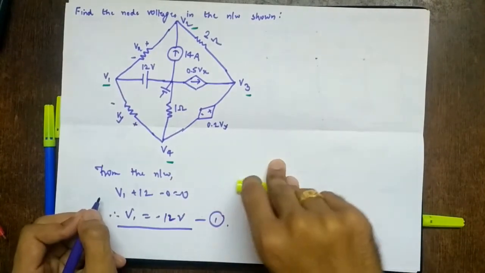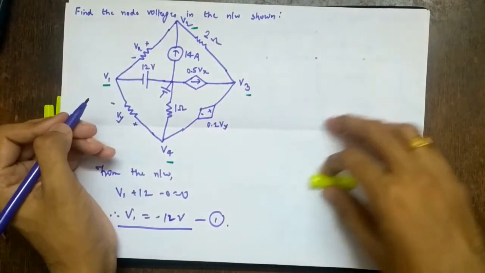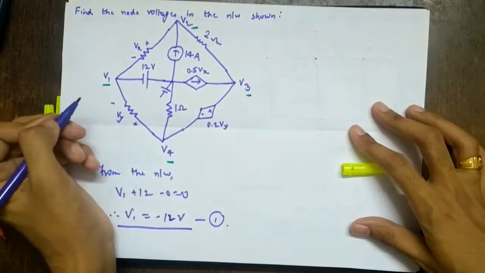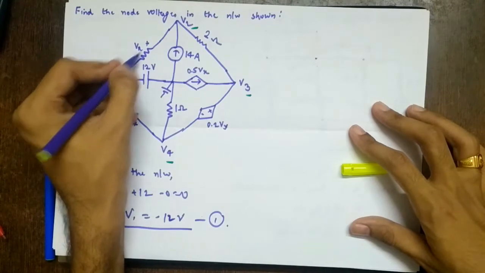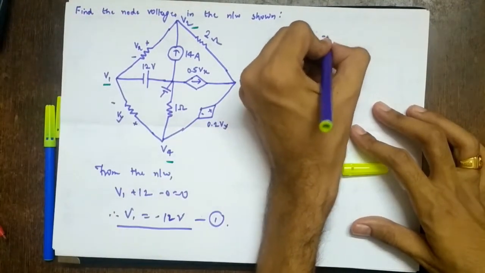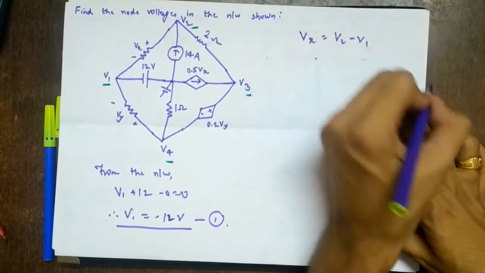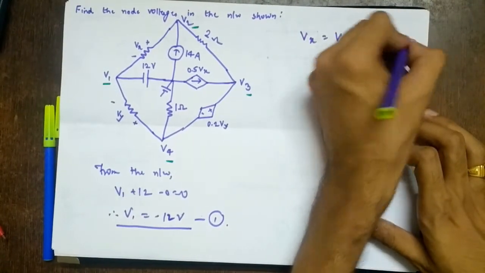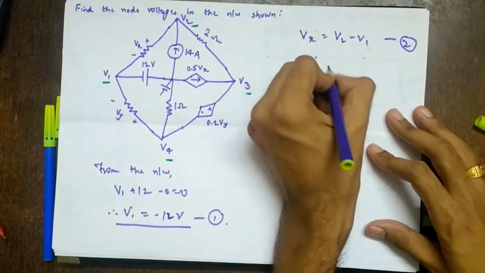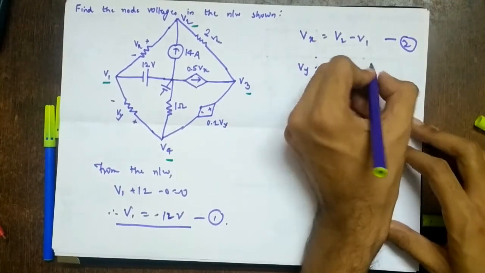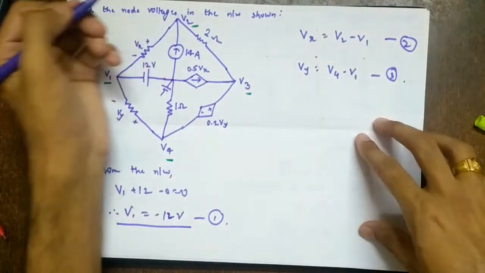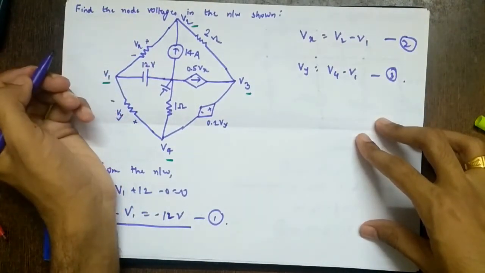We get it directly. I forgot to write the dependent variables, so I'll write it here. So there are Vx and Vy. So somewhere we should have Vx and Vy. So what is Vx? This is plus, this is minus, so V2 minus V1. So Vx equal to V2 minus V1. Equation number 2. Strictly speaking, you should write this first. And Vy is what? V4 minus V1.